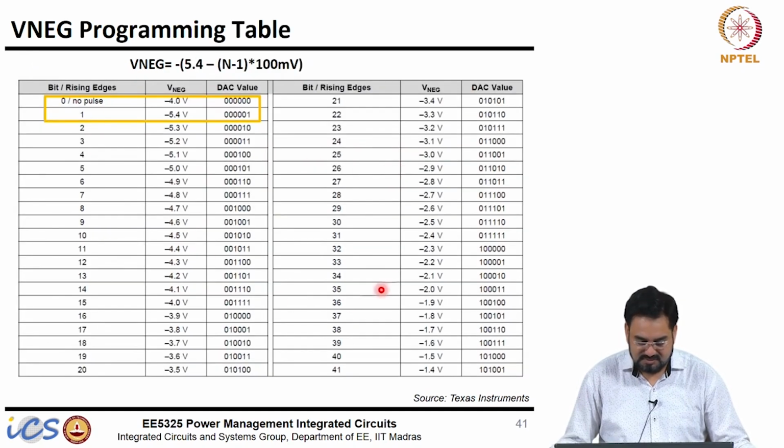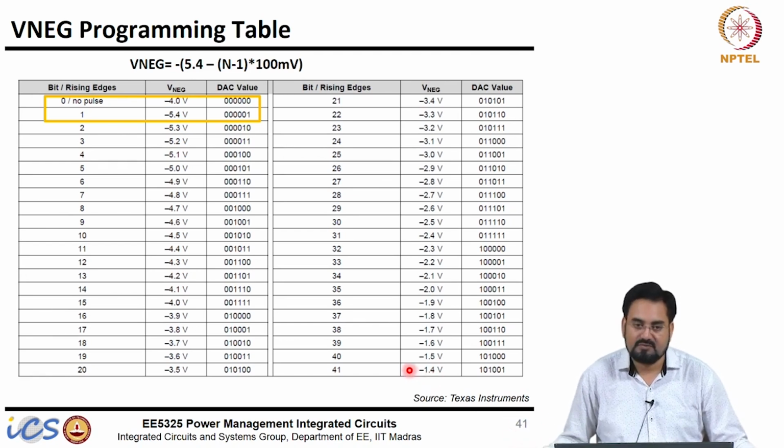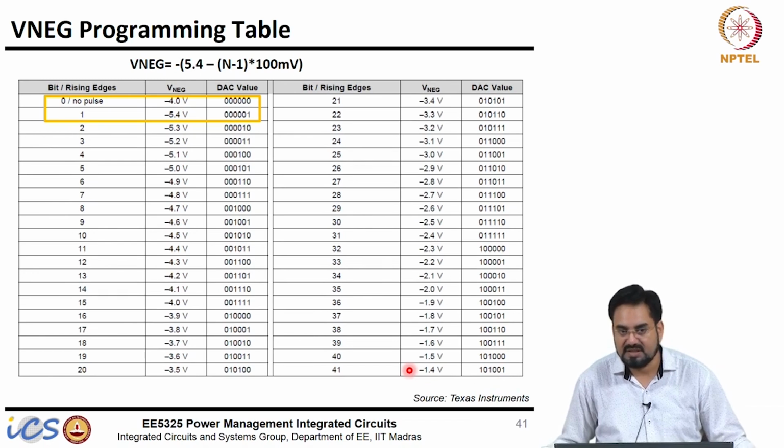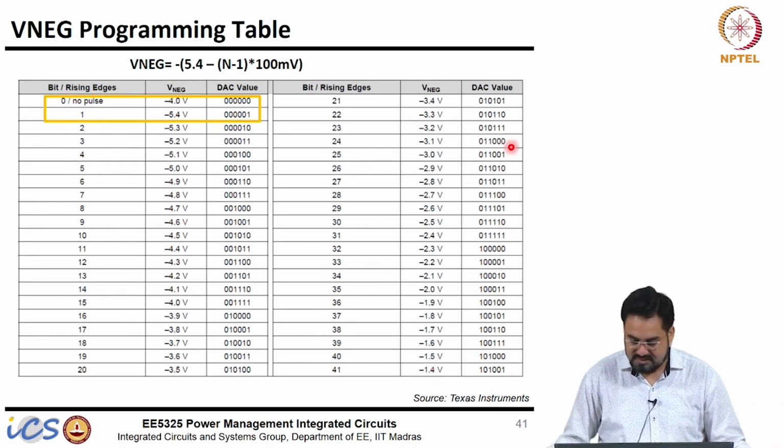This is taken from the TI data sheet itself. They have a single pulse voltage, as you can see here. No pulse, minus 4 volt; one pulse, minus 5.4. After that, as the number of pulses increases, this voltage will keep reducing. So at 41 pulses it goes to minus 1.4 volt, because 41 is n minus 1, 4 into 100 millivolt is 4. So minus 5.4 plus 4 volt is minus 1.4, and these are the DAC values.